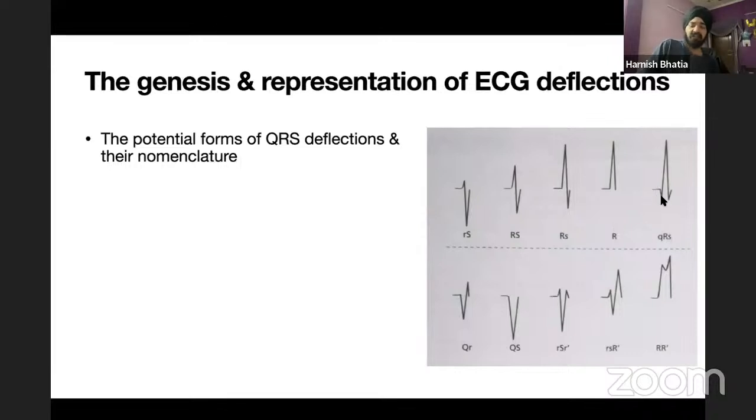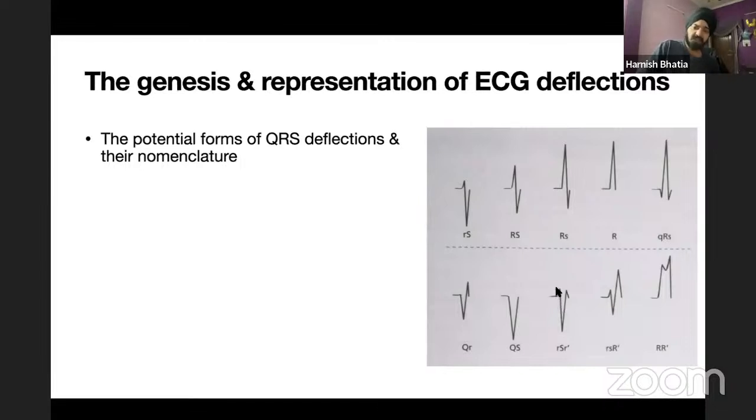If there is a negative deflection first, which is the Q wave, which is small, and then a large positive deflection, which is the R wave, and then last another negative deflection, which is small, it's a small q capital R small s complex. This is also simple to understand. Now, if there's a large negative deflection first and a small positive deflection, it is a capital Q small r wave. If there is no positive deflection at all, then it is called a QS wave, because Q and S waves are merged. There's no R wave here.